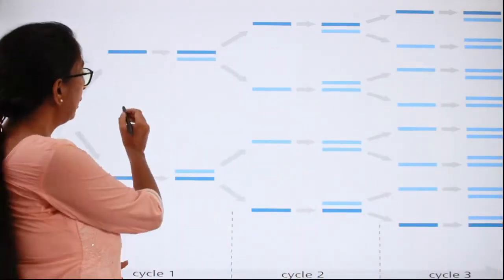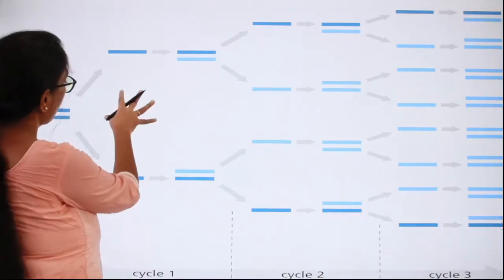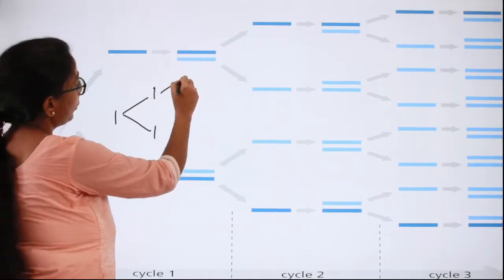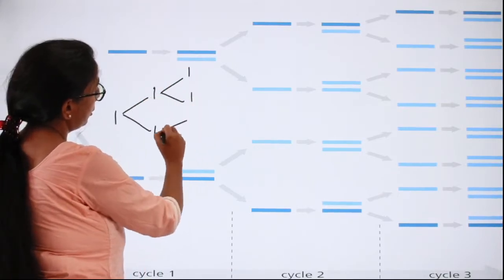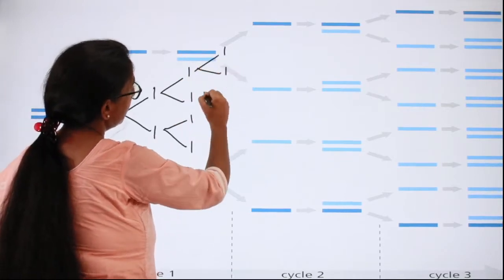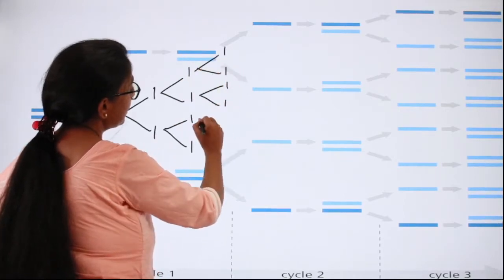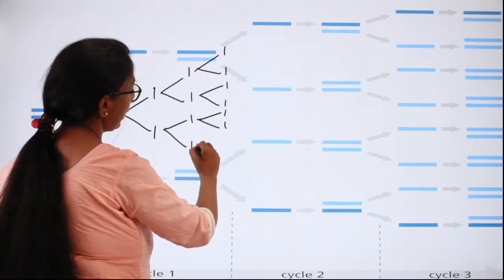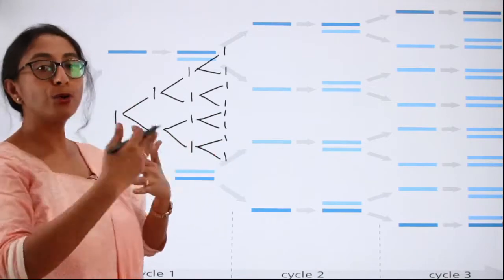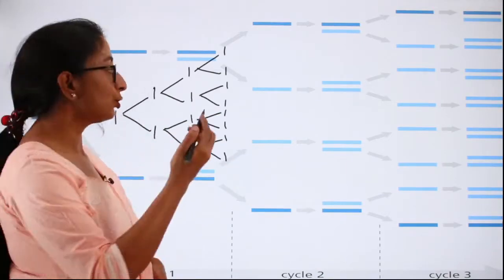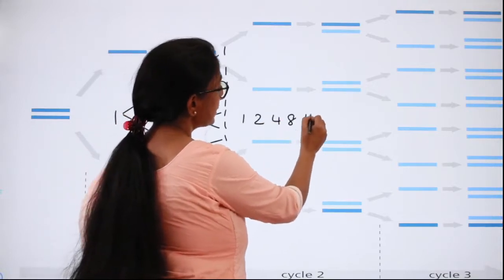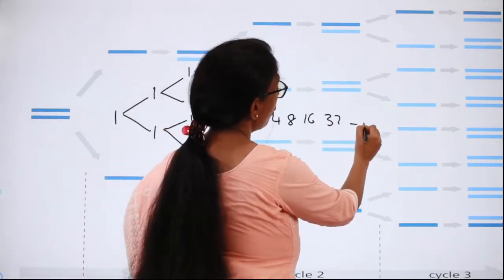So from 1 we can make 2. From 2 we can make 4. And from 4 we can make 8. And this is what happens even in a nuclear reactor, in nuclear reactions, isn't it? So like this, it goes on in a chain. So from 1 we make 2, from 2 we make 4, 8, 16, 32 and so on.